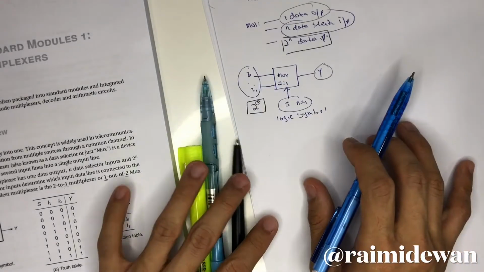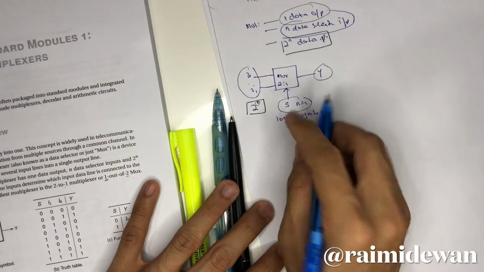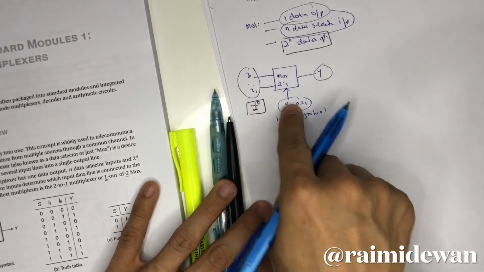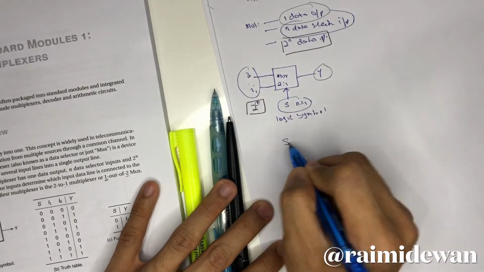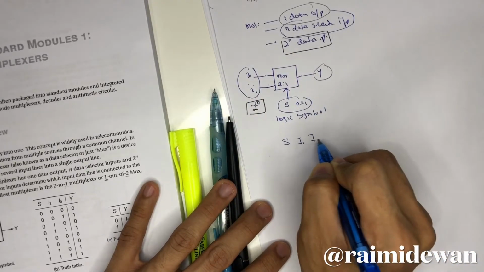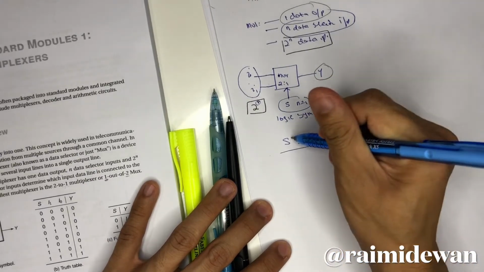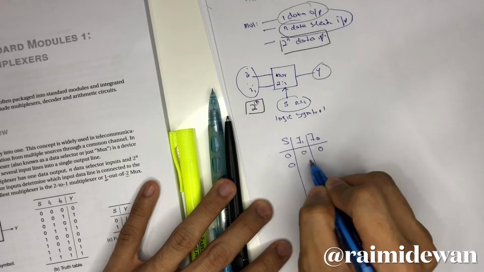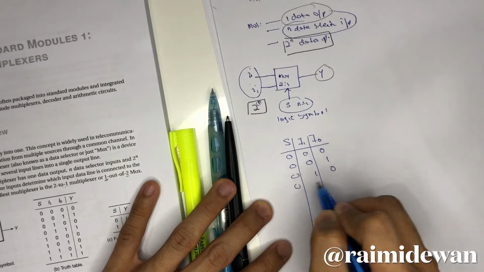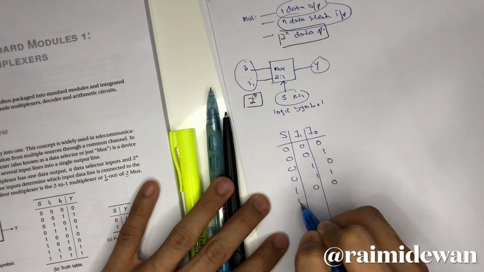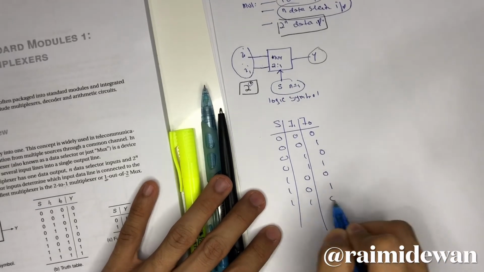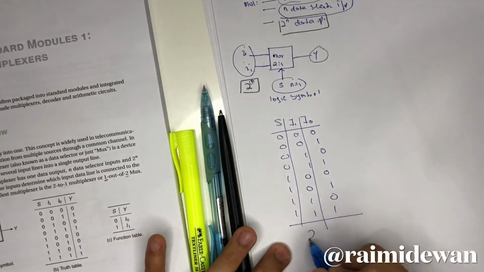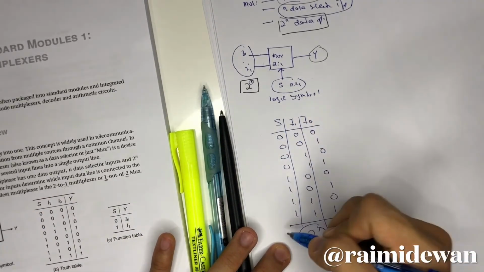Let me see the first operation. You can imagine this as 3 inputs: S, I1 and I0, as your input combinations. So you have 000, 001, 010, 011, 100, 101, 110, 111. You have 8 possible combinations, because this is 2 to the power of 3.